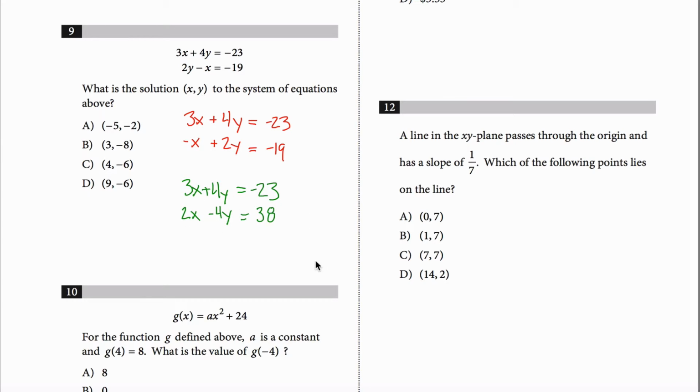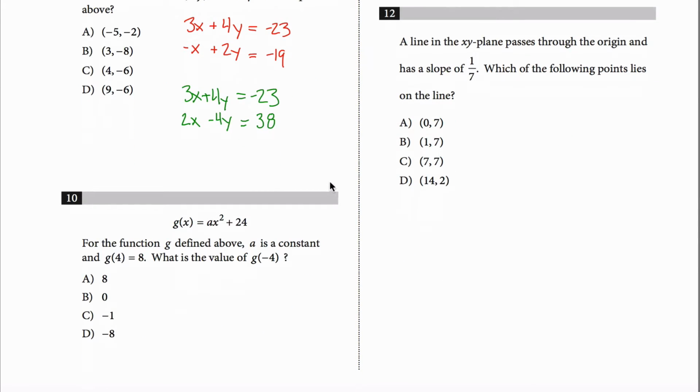If you can get to here, this problem becomes a lot easier. You can do this little trick called adding the equations. So I have this equation and this equation. I can add them vertically. I can take my 3x and my 2x to get 5x. I can take my positive 4y and my negative 4y to get 0y, which I don't even have to write. And then I can take my 38 and my -23, and that gives me 15.